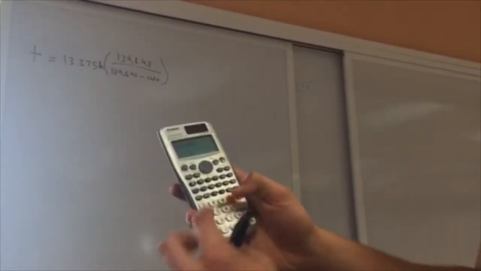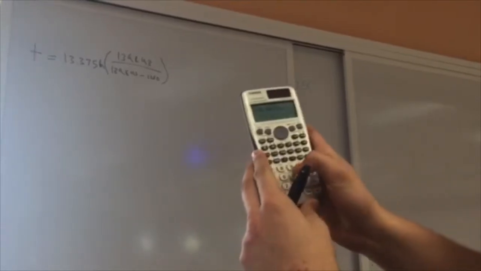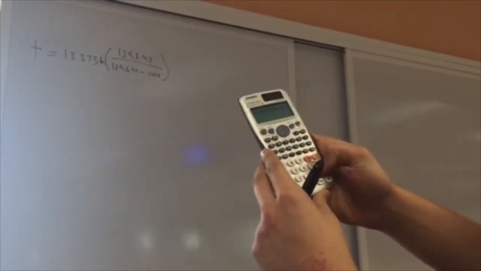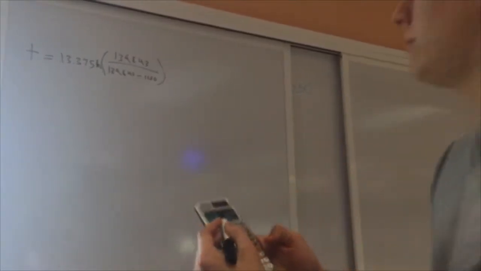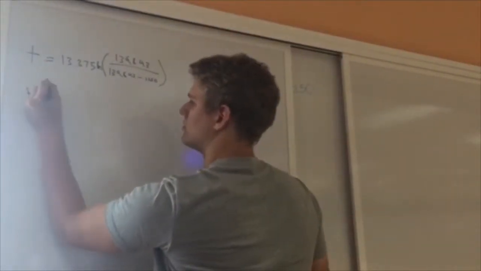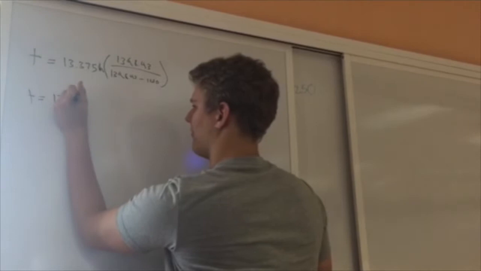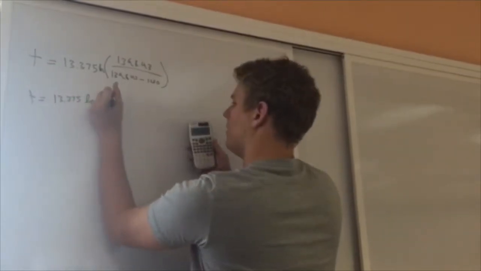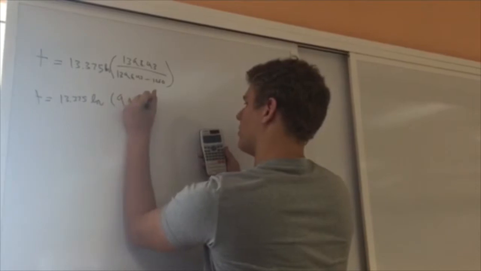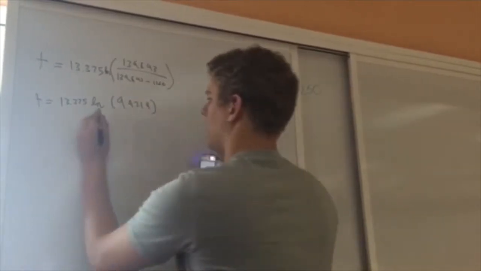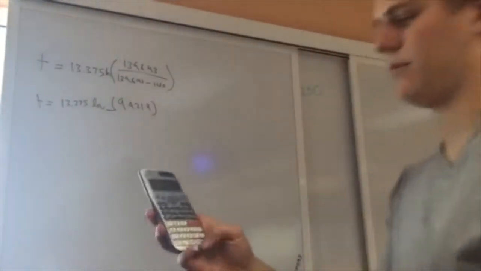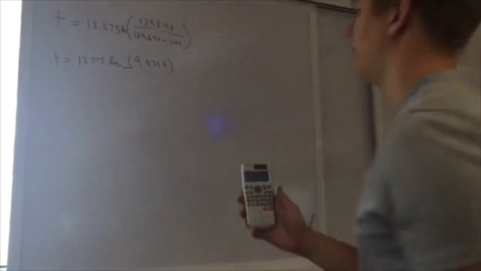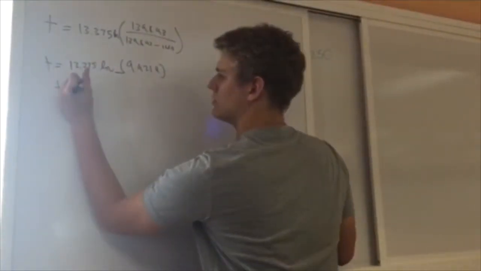You get a calculator, 1398.43 over the subtraction 1398.43 minus 1250 is 9.42. So t is equal to 13.375 natural logarithm of 9.4214, rounded to 4 digits. Parentheses go first, then ln of the answer gives 2.24.